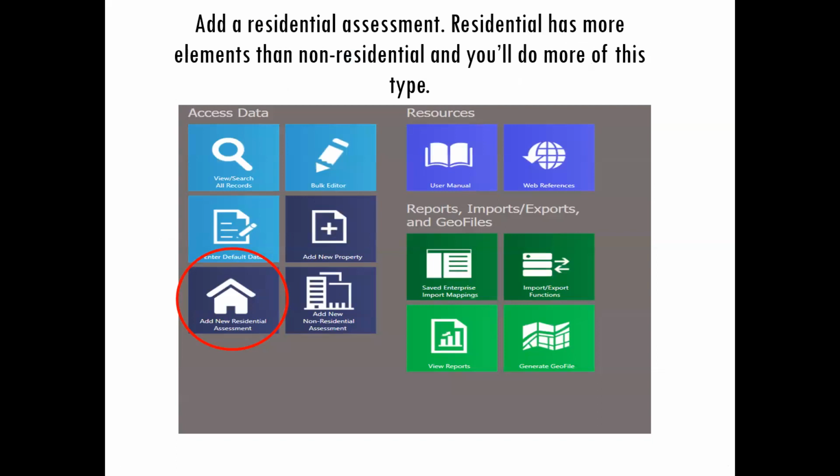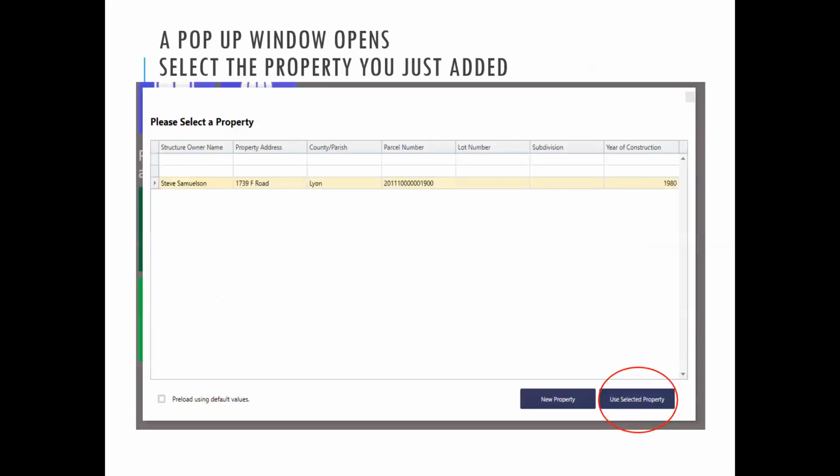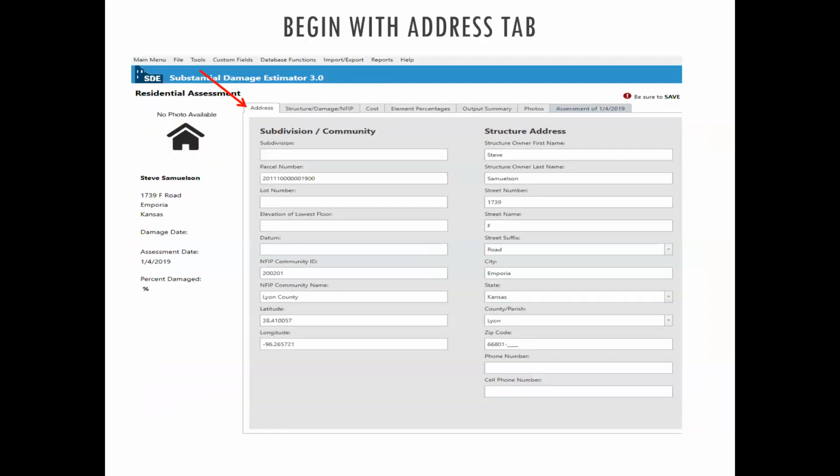And then, so you would add a residential assessment. And so once you click on that, it will open up your residential property files that you have in here. So from your inventory, you could start picking out which ones need to be assessed. And then once you've selected that, you hit use selected property, and then it takes you to the address tab. And so like I said, if you already have some of this information in here, it will be a lot easier for you as you are working through doing an assessment. So hopefully you can get some of this in there already.